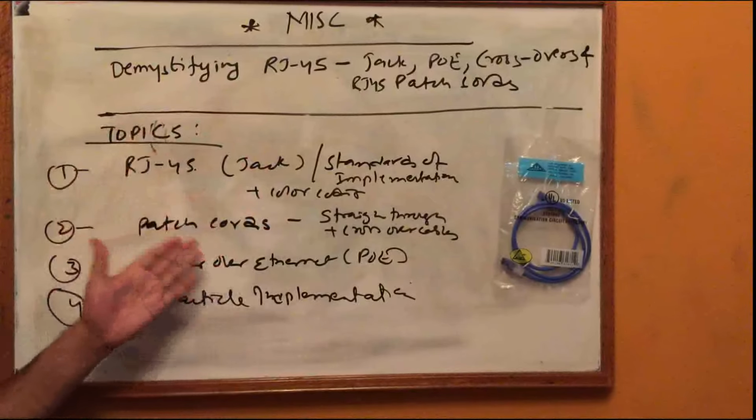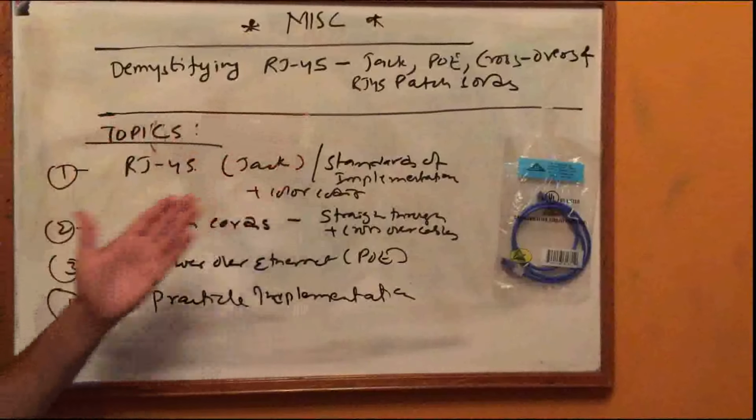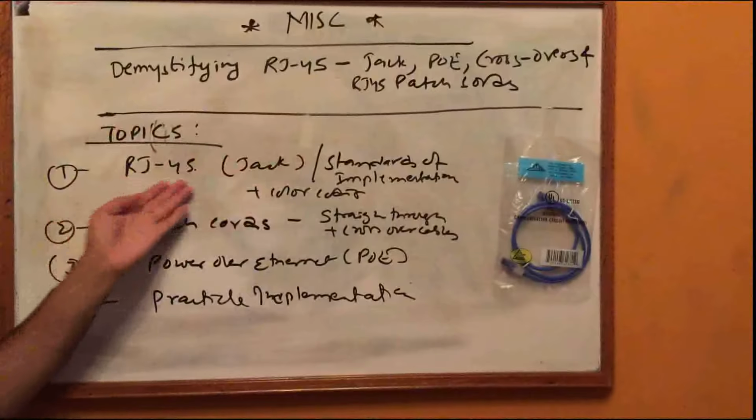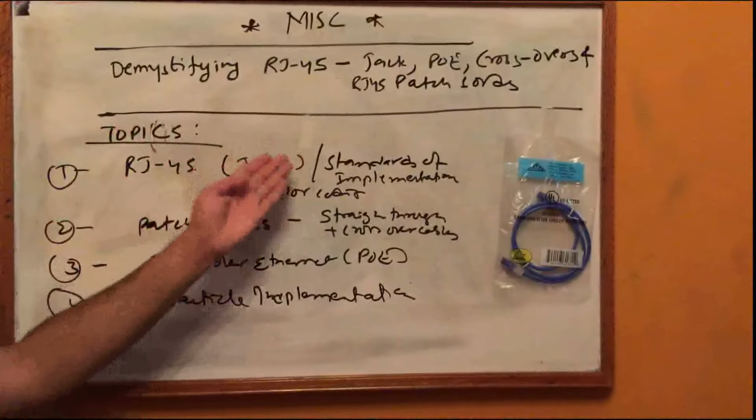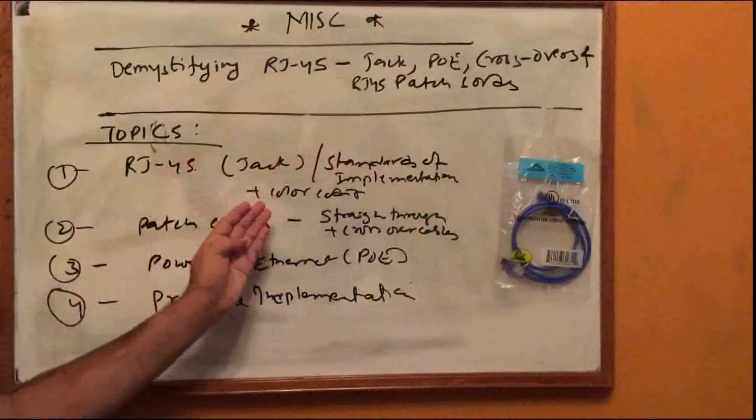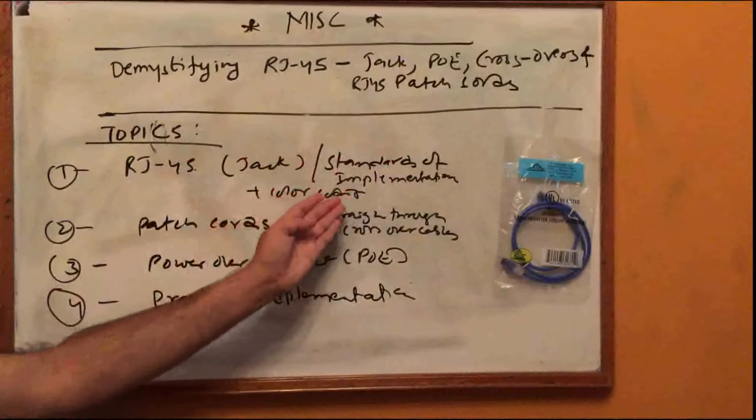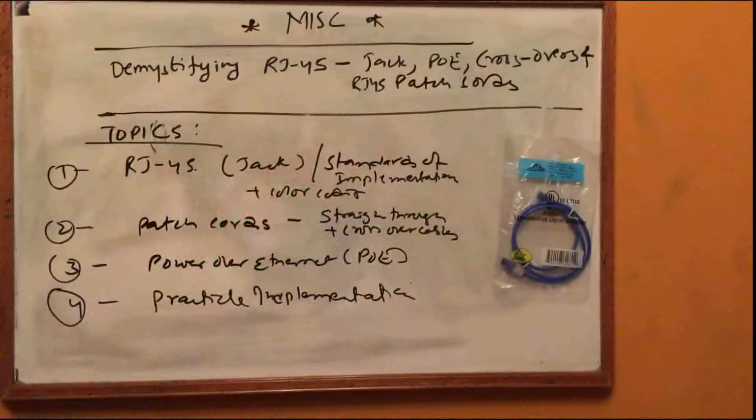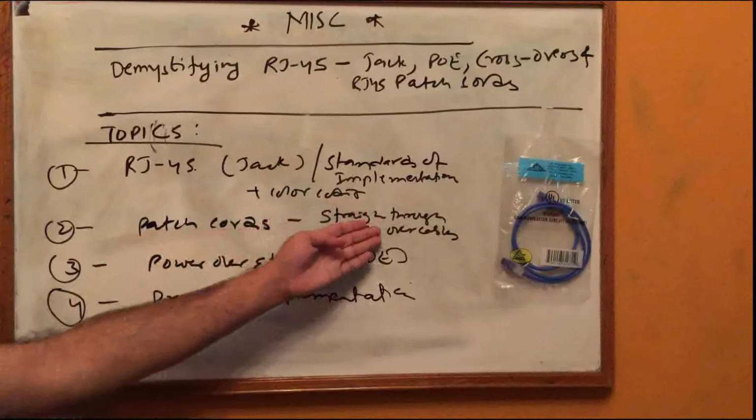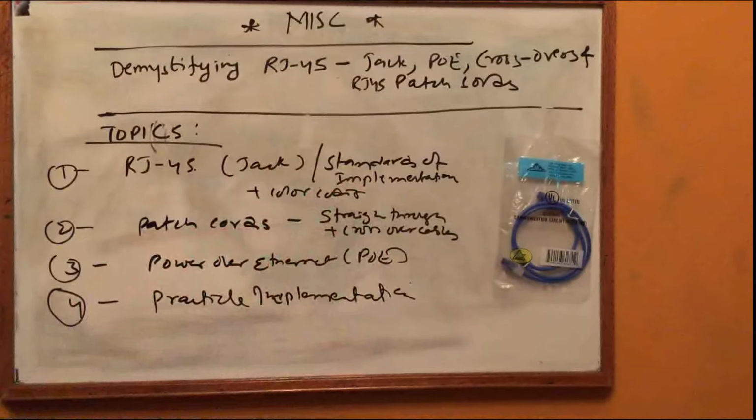In this particular video, we are going to cover a couple of topics like I explained. We are going to cover in much more detail what is RJ45, what the jack in itself means, the standards of implementation with RJ45, and the color coding scheme which surrounds crimping RJ45 patch cords and crossover cables. We are going to talk about patch cords, straight through cables, what is meant by a straight through cable and what is meant by a crossover cable.